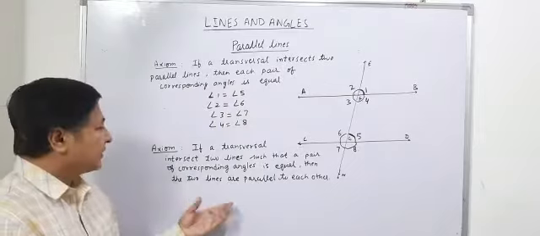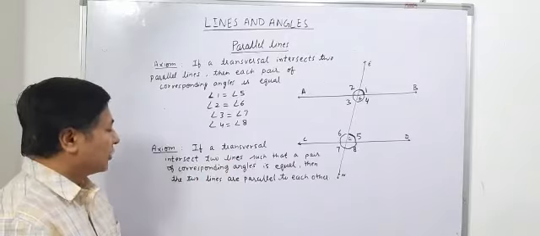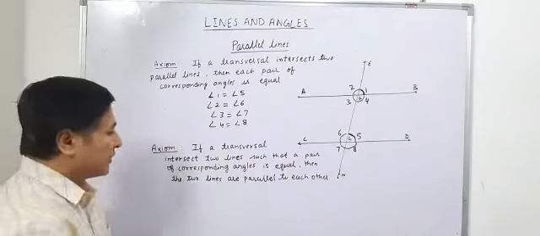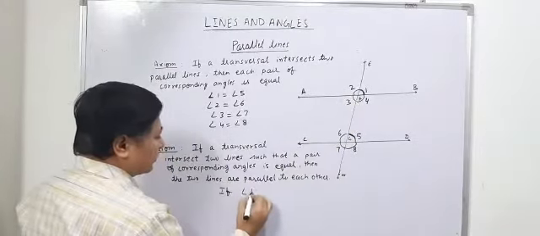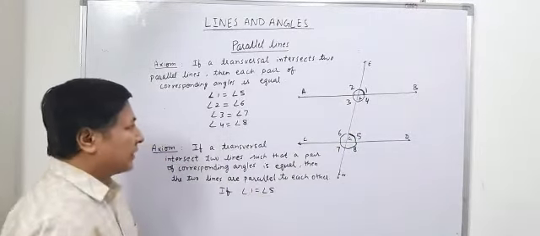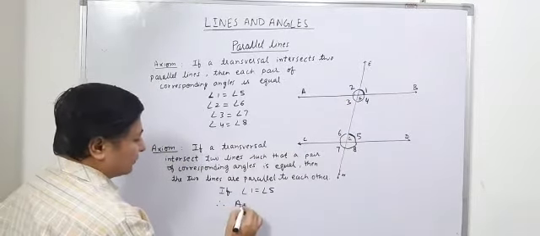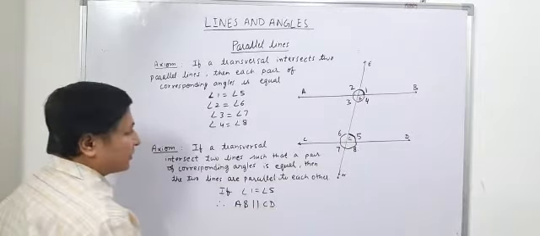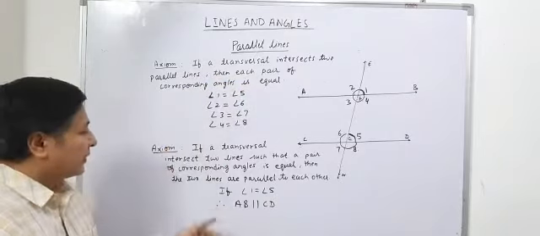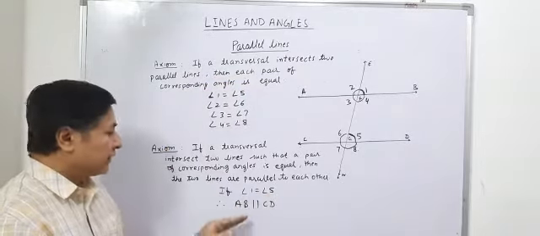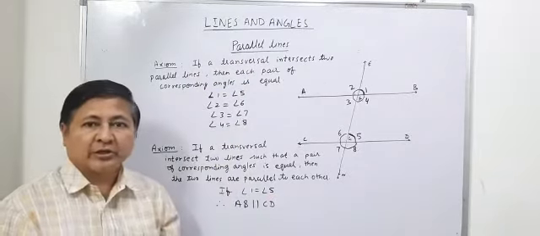Now let's say the converse of it. If a transversal intersects two lines such that the pair of corresponding angles is equal, then the two lines are parallel to each other. So if angle 1 and angle 5 are equal, then the pair of corresponding angles are equal. In that case, the lines will be parallel. AB will be parallel to CD. So when lines are parallel, then the corresponding angles are equal, and if the corresponding angles are equal, then the lines are parallel. So we have talked about the corresponding angle.